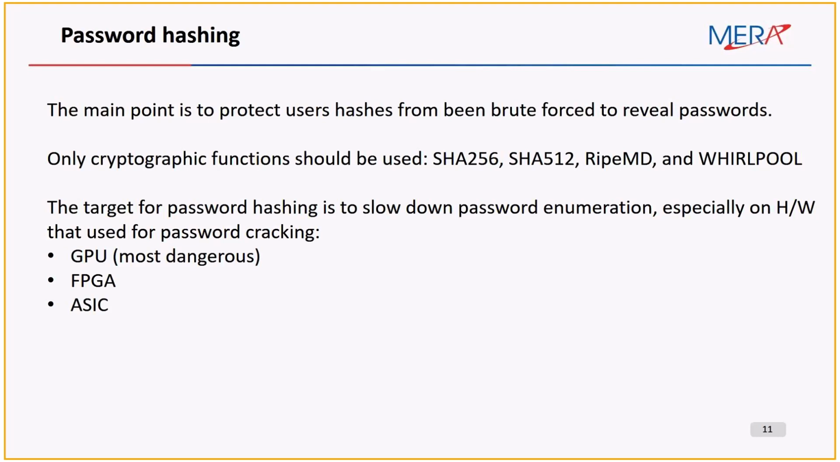The main point when we're developing a password hashing algorithm is to slow down password enumeration, especially on hardware that is used for password cracking. This seriously contradicts my software development principle that calls to create as fast a code as possible, create as fast a solution as possible. In this case, we should create as slow a solution as possible to create problems for password enumeration. So usually for password cracking, the following hardware types are used. The first one is GPU. It's the most dangerous because it's widely distributed, it's cheap enough.